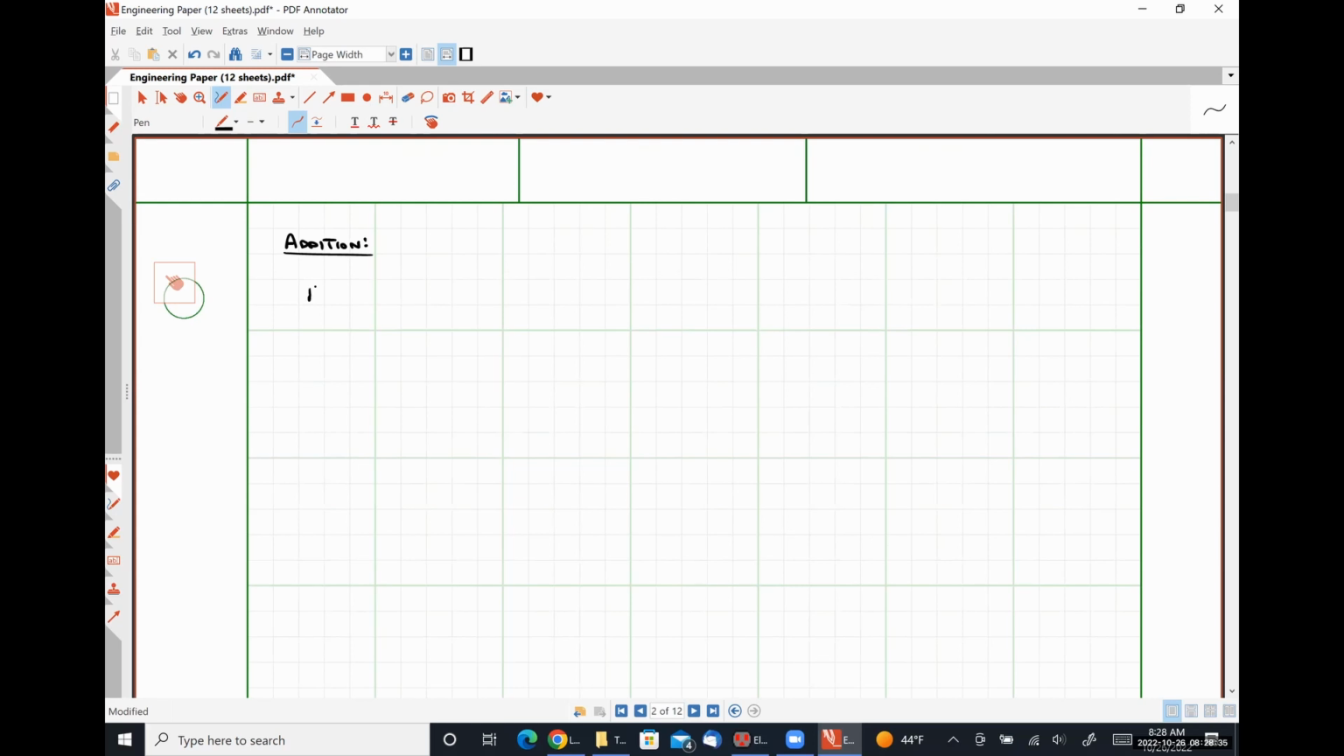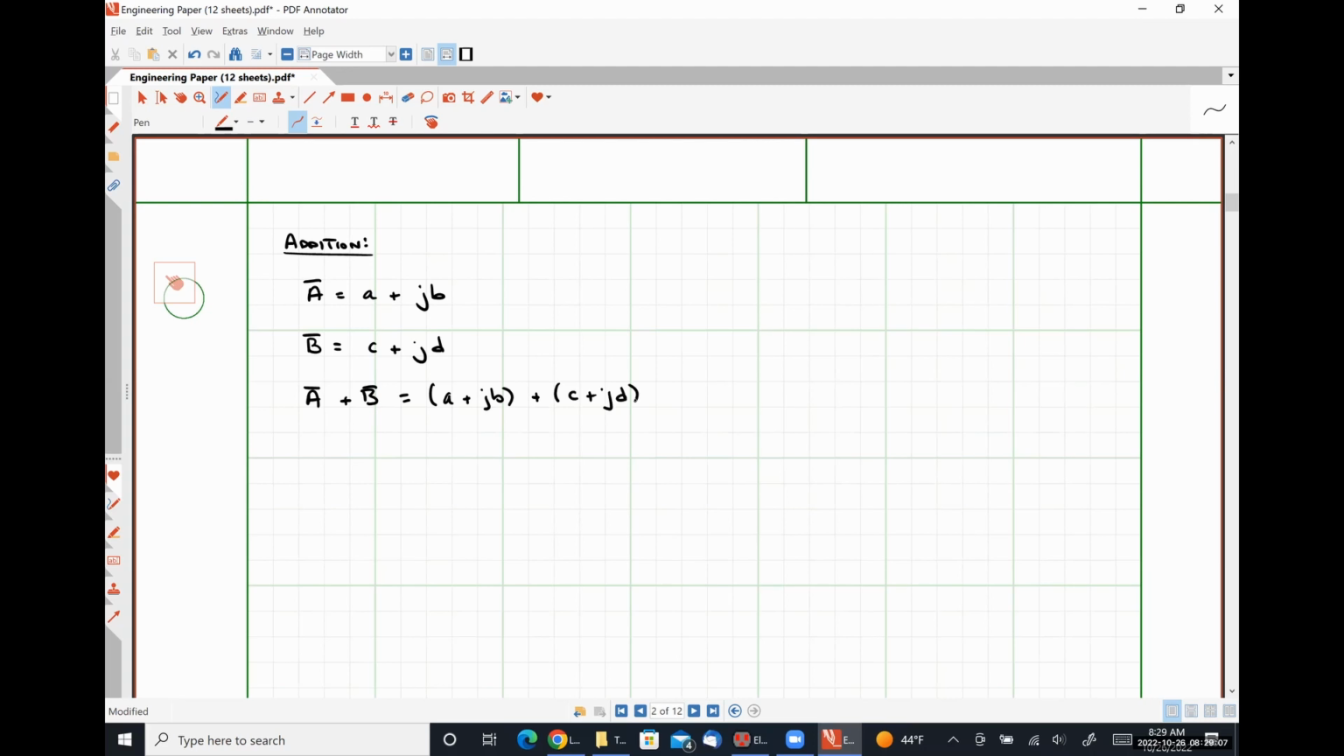So let's say that I have a rectangular form complex number A, which is equal to a plus jb, and a complex number B that is equal to c plus jd. And I want to know what A plus B is. So I'm simply going to have a plus jb plus c plus jd.